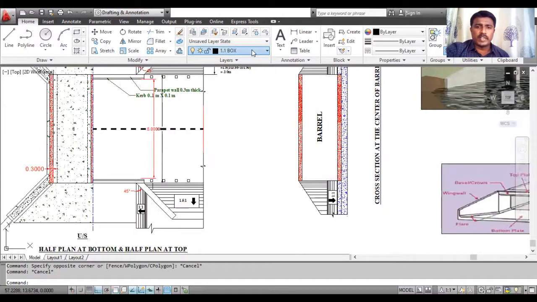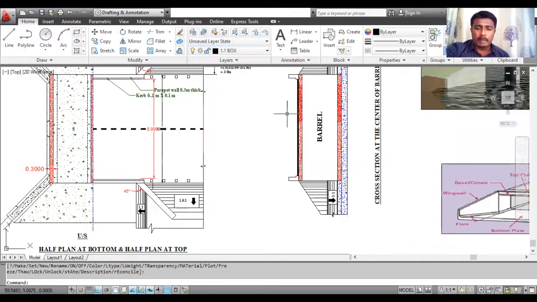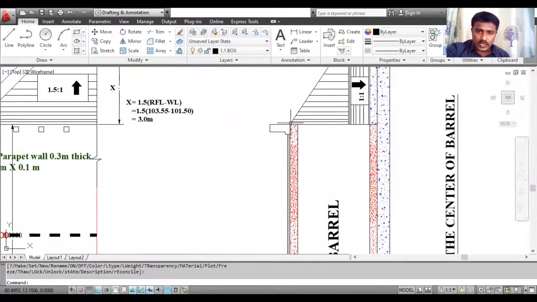So next, finally, we have to show the parapet wall. So here this is the parapet wall. So this is the curve.